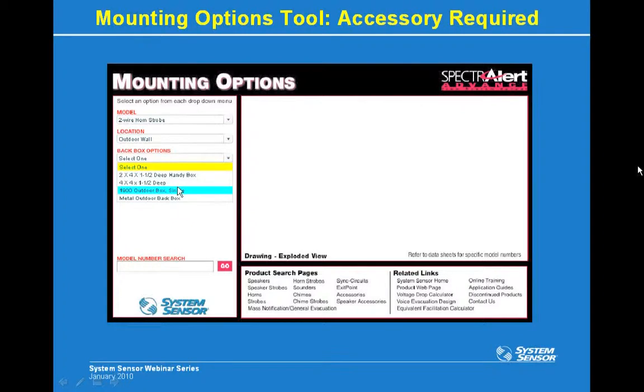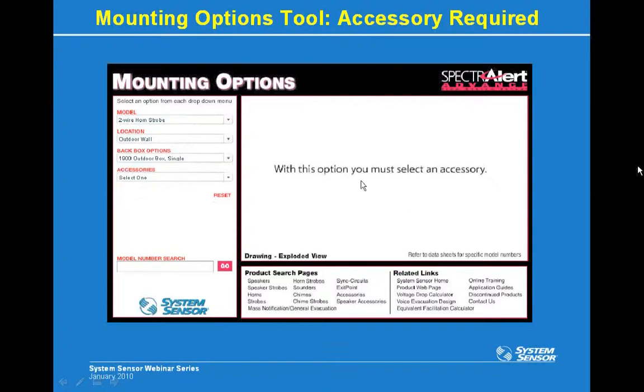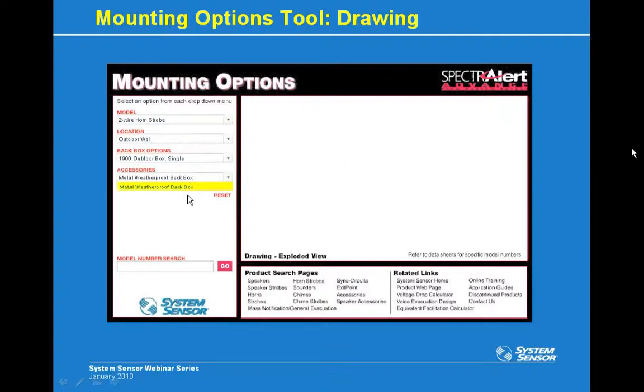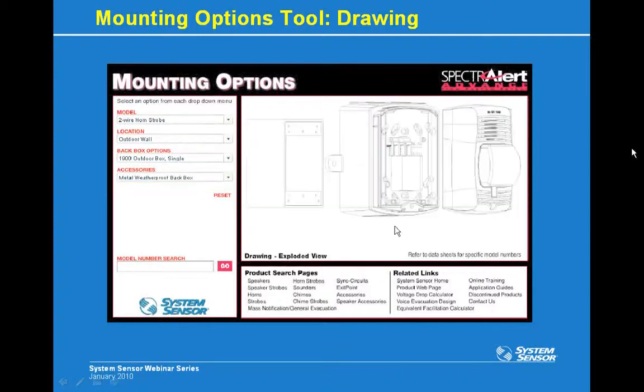So now that I've selected a back box, the application is telling me that my choice requires an accessory. So this will tell you right up front that if you're ordering the horn strobe and you're planning on using it outdoors in a wall application with this back box, you will also need to order an accessory. Once I choose an accessory, the application returns an exploded view drawing of all the parts required for this particular configuration.